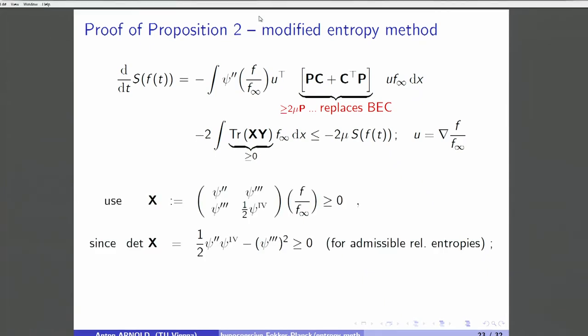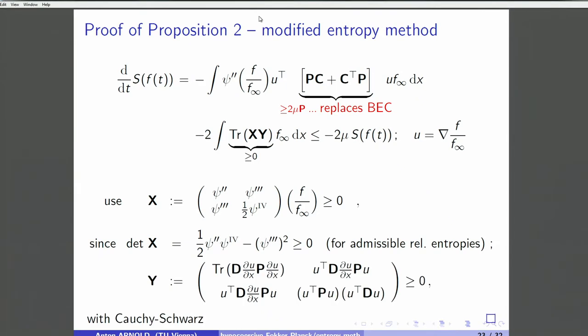So let me add one more comment about this remainder term. Here we have a trace of two matrices X and Y. Both of them are 2 by 2 matrices. The matrix X has this form. It involves the second, third, and fourth derivative of solution over the steady state. Now we want this to have a sign. Therefore, we had this technical assumption at the very beginning on a special combination of these derivatives. And here's this technical assumption. And for this matrix Y, which is some junk here, with Cauchy-Schwarz, you can also show that this has a sign. So this term is a remainder with a sign.